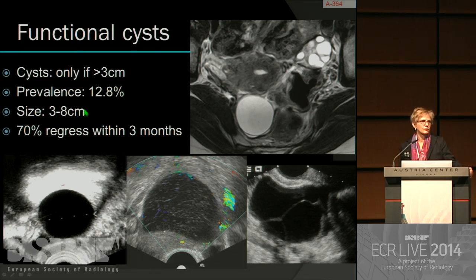They may reach sizes of 8 centimeters and more. And what's typical for functional cysts and what helps us to differentiate these lesions from cystic tumors is that they will regress within a 3-month control interval in the vast majority of cases. And in sonography, they may be without echoes, they may have multiple echoes, or even have fine septations.